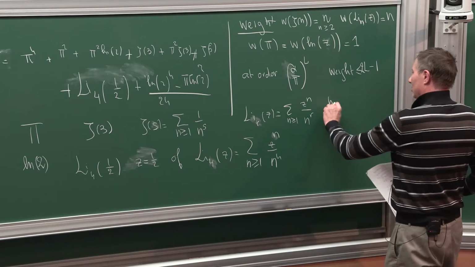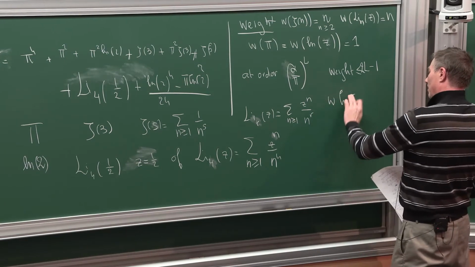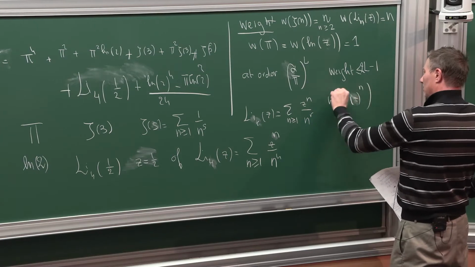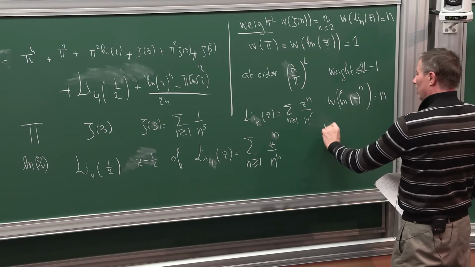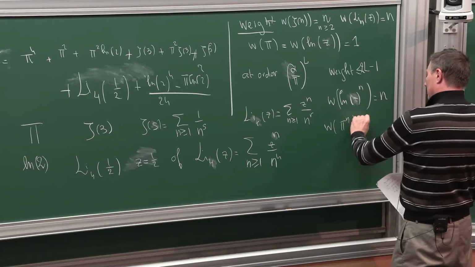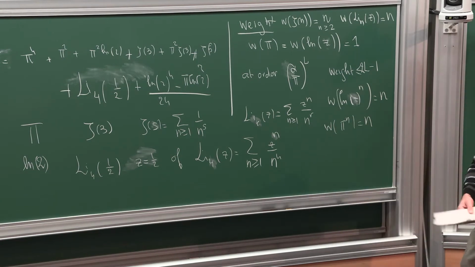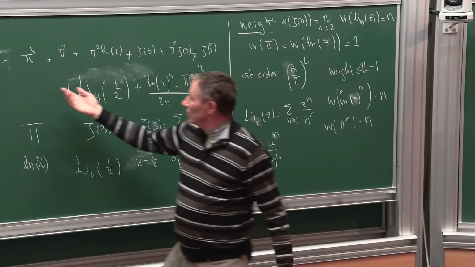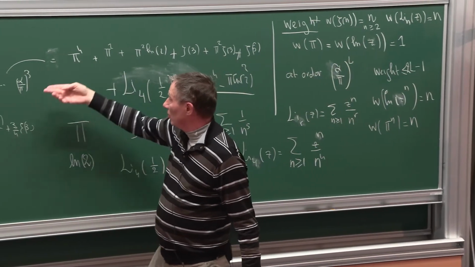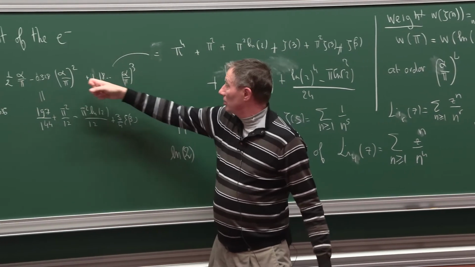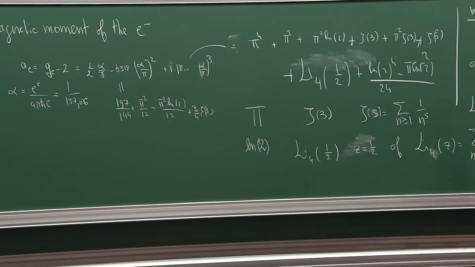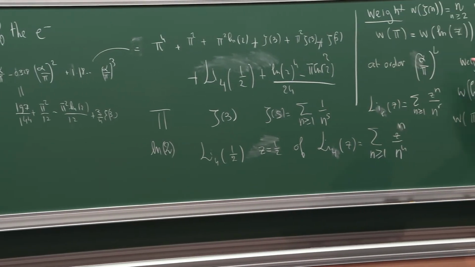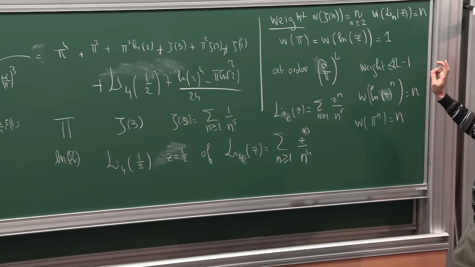The weight of log z to the n is n, and the weight of pi to the n is n, okay? So you experimentally notice that there's a relation between the maximal weight you get at a given order in perturbation and that the weight is bounded by 2L minus 1 if L is the order in perturbation, okay?